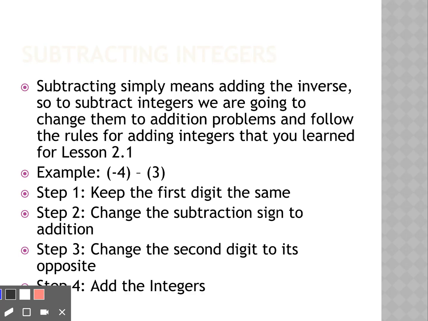In step 1, we're going to keep the first digit the same. So we're going to keep -4. Step 2, change the subtraction sign to addition. Simple enough. And step 3, change the second digit to its opposite. So here we have a 3. We're actually going to change that to a -3 because we changed it to an addition sentence. So now we're just going to follow the rules of addition of integers to add. -4 plus -3. I'm just going to add them together. -7.